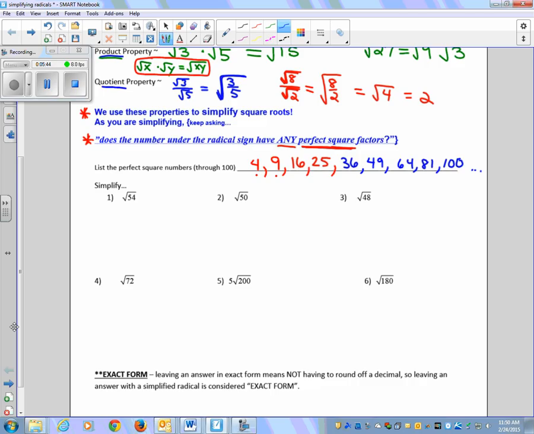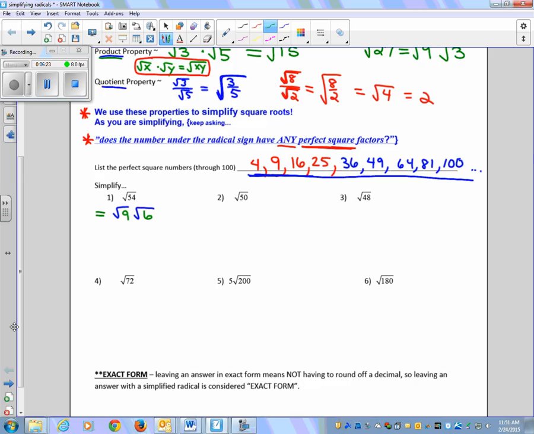Look at 54. Think to yourself, what two numbers can be multiplied together to make 54, where one of the numbers is from this list? So we're asking ourselves, is there a perfect square number from this list that goes into 54? So you should think to yourself, aha, 9 goes into 54. How many times does 9 go into 54? 6 times. So you can rewrite the square root of 54 as the square root of 9 times the square root of 6.